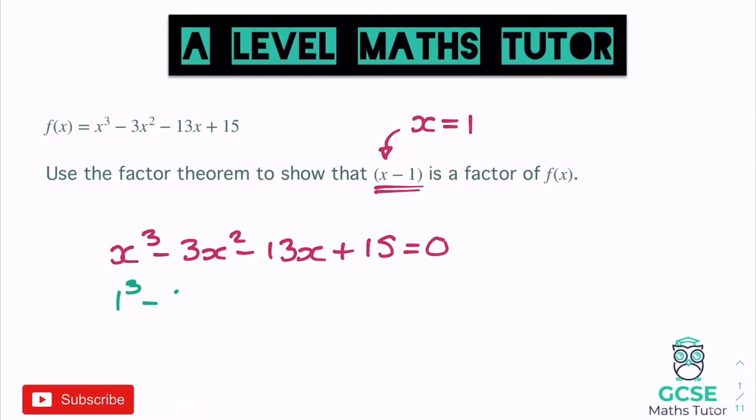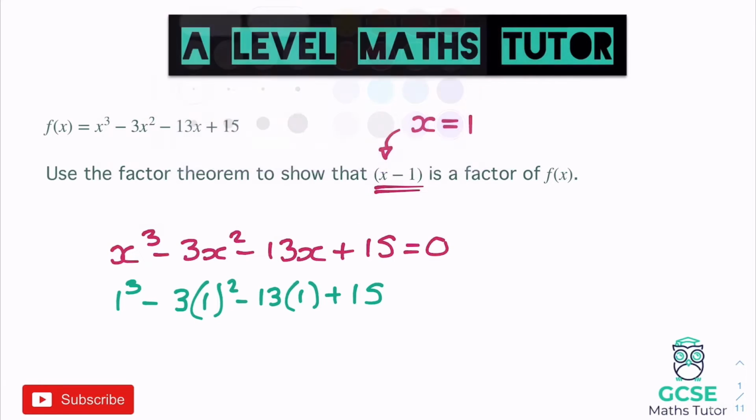Take away 3 lots of 1 squared, take away 13 lots of 1, and then plus 15. Okay, now I'm actually just going to do these on the calculator, but just watch out when you're doing them, and be careful when you're subbing these numbers in. Some of it I can simplify down without a calculator.